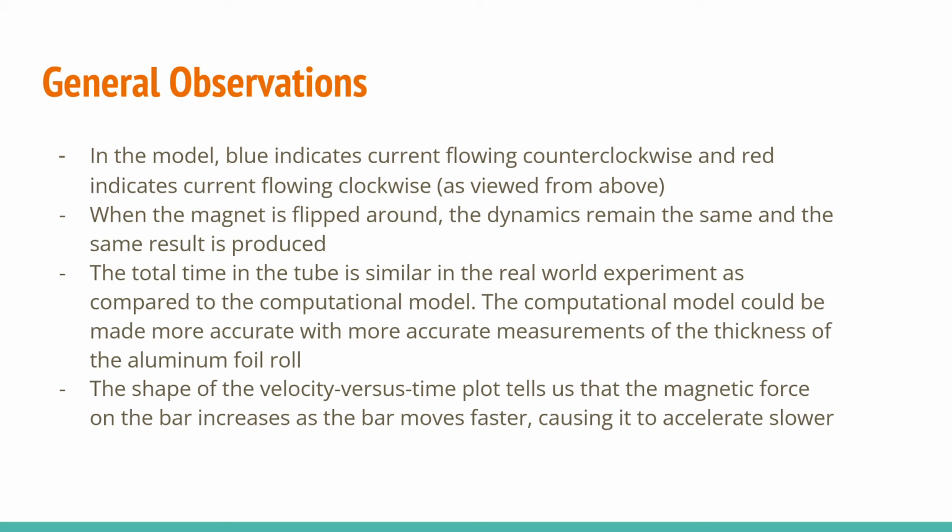However, the computational model could be made more accurate with more accurate measurements of the thickness of the aluminum foil roll. Lastly, the shape of the velocity versus time plot tells us the magnetic force on the bar increases as the bar moves faster, resulting in the parabolic shape and causing it to accelerate slower.